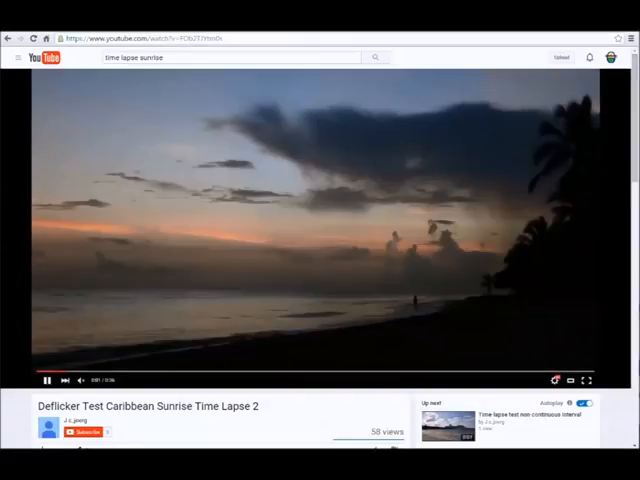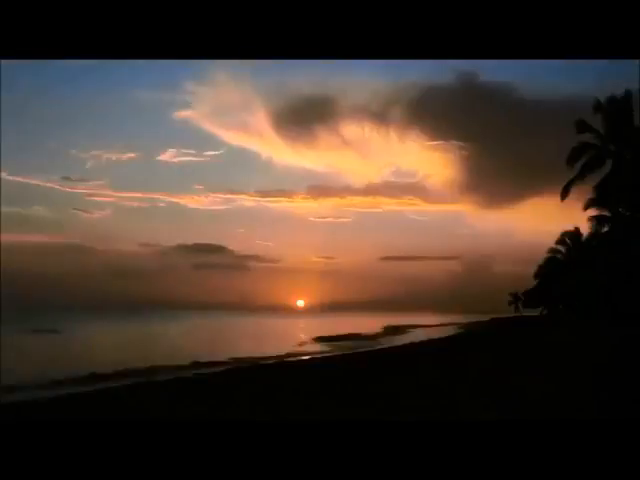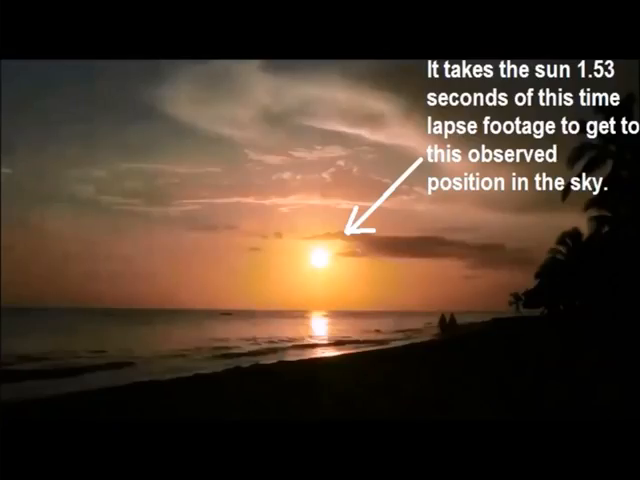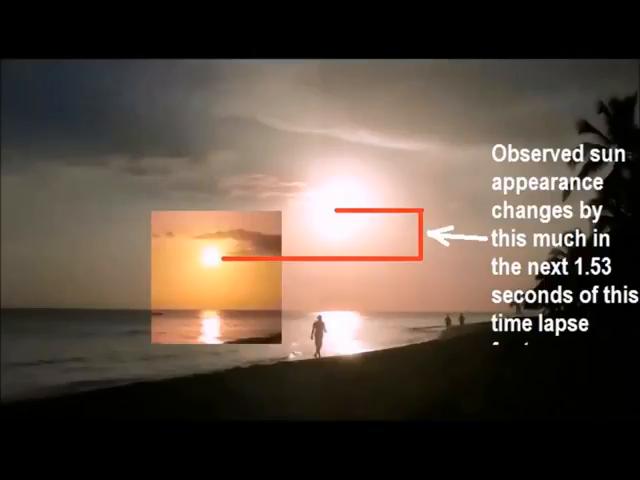Take a look at this clip right here. We see the sun coming up. Let's divide this clip into two halves. Each will be 1.53 seconds. Let's look at the first clip. The sun moves in its appearance at that distance. Now let's look at the second clip. And in the second 1.53 seconds of that time-lapse footage, the sun moves in its appearance at that distance.